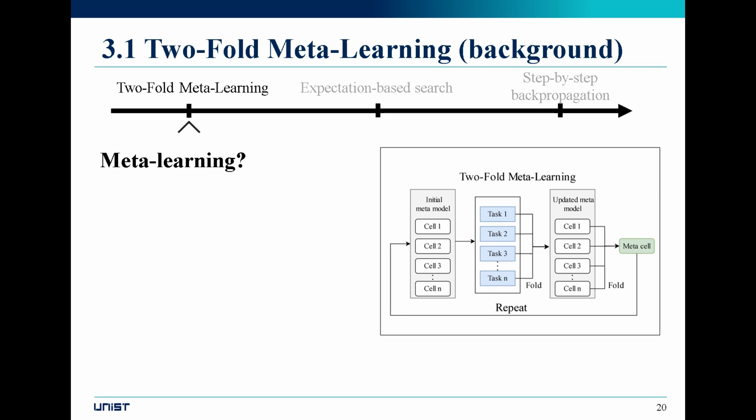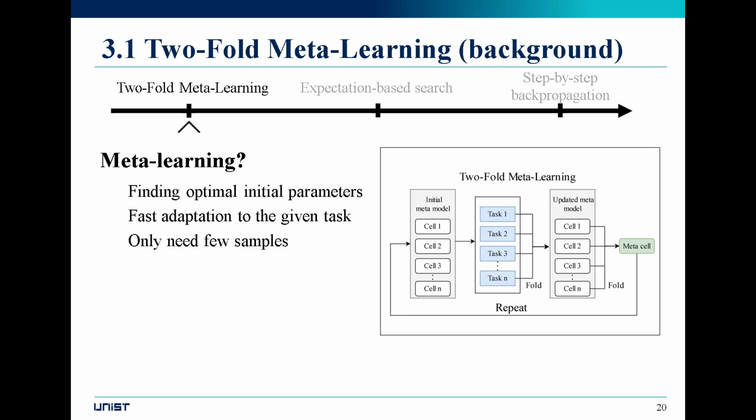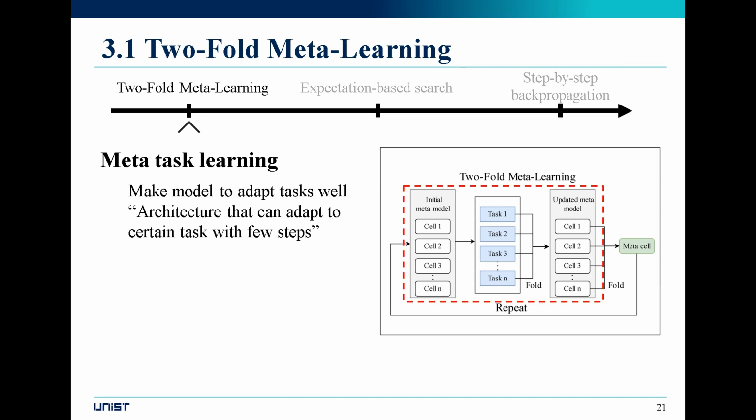Meta-learning, gradient-based meta-learning to be precise, makes the model find optimal initial parameters. If our model has optimal initial parameters, the model can adapt to certain tasks quickly with only a few samples. Now return to two-fold meta-learning.